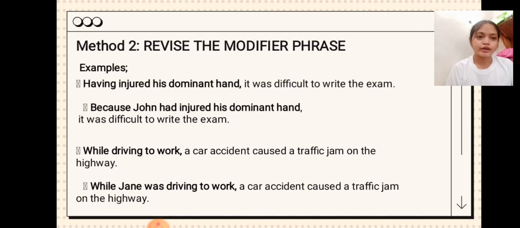We can see that the one driving to work was Jane. So we can conclude that Jane is the one who was driving to work, then a car accident caused a traffic jam on the highway. That is not a dangling modifier anymore; it turns into a complete sentence. That's the other method of fixing a dangling modifier, which is to revise the modifier phrase. Do you get it? I hope you really get it.